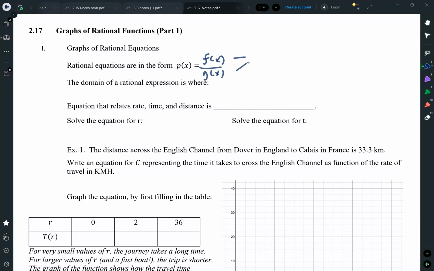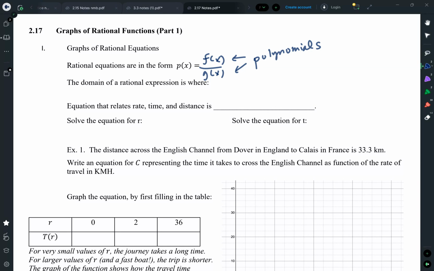So we talked a little bit about this the other day. These are polynomials in the numerator and denominator. Remember, a polynomial could be a quadratic. It could just be a constant. We could have 5 over a quadratic.